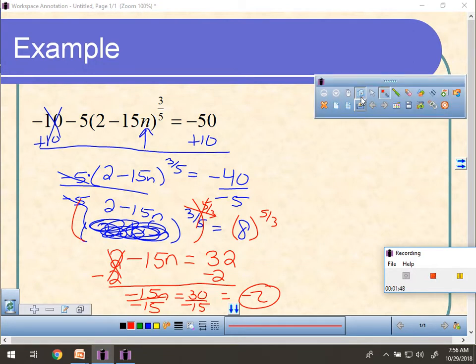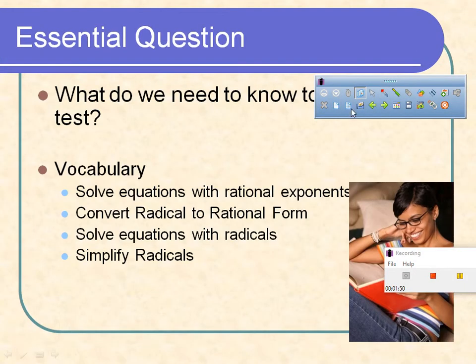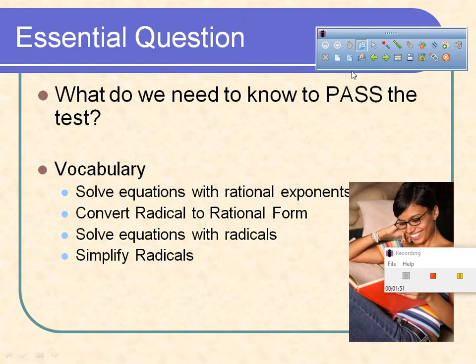And if you look at that, you'll notice some of the things that we've covered in this unit were these topics: solving equations with rational exponents, converting radicals to rational form, solving equations with radicals, and simplifying radicals. So that's all the new stuff that we've done thus far.